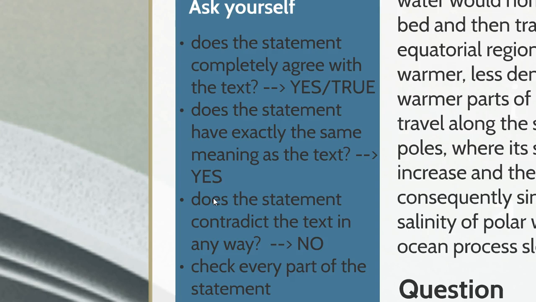Completely agree with the text. If so, then the answer is yes or true. Does the statement have exactly the same meaning as the text? If so, the answer is yes or true. Does the statement contradict or say the opposite of the text in any way? The answer is no or false. So it's very important that you check every part, every noun, every idea, every verb of the statement.